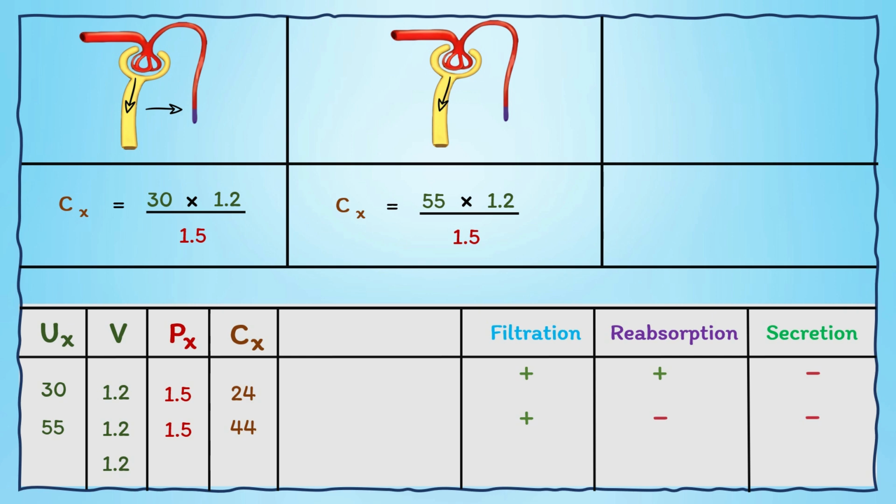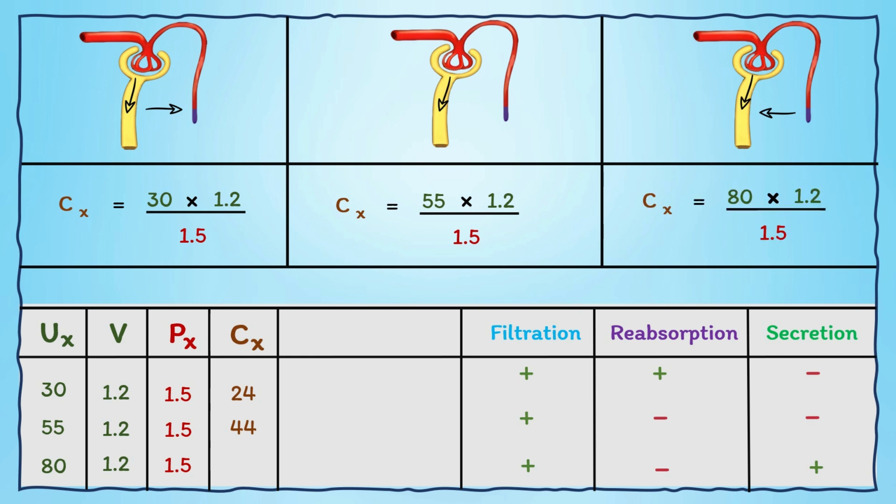Now if volume of urine flow is 1.2, concentration of the substance in plasma is 1.5, but concentration of the substance in urine is 80, it means the substance is filtered and secreted, but not reabsorbed. Putting the values in the equation, the clearance is 64.